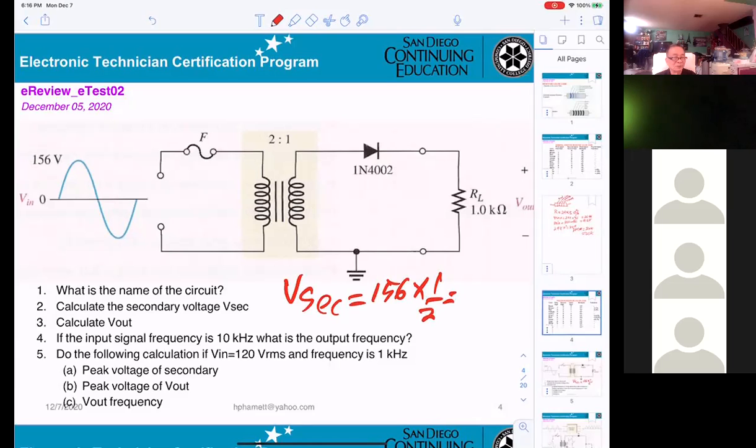The formula is V out over V in equals N secondary divided by N primary. Yeah, this is the formula. V secondary will be equal to V in times N2 divided by N1. That means times 1 divided by 2. You're still confused. You have to open the handout to see the half wave rectifier.